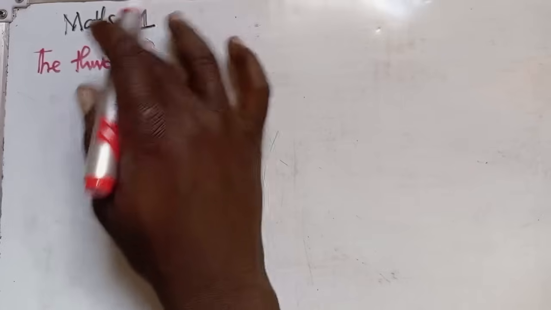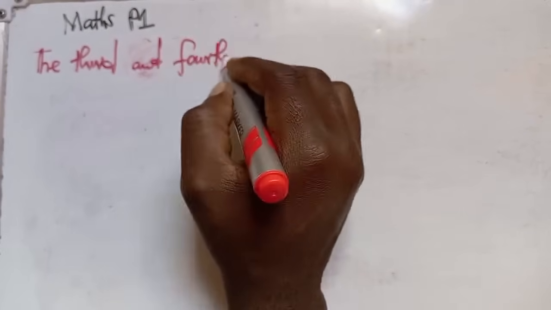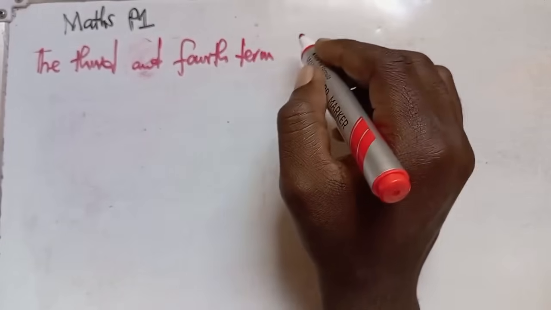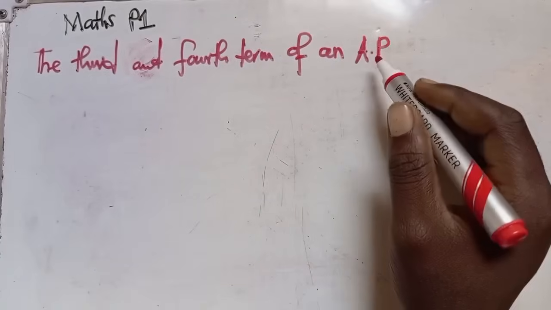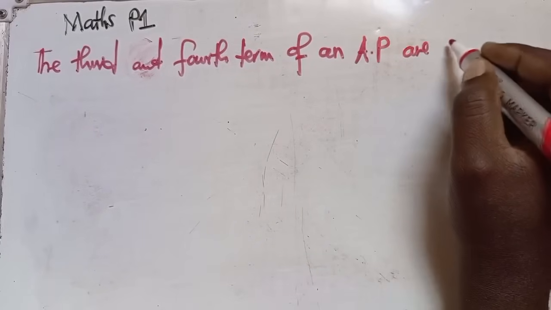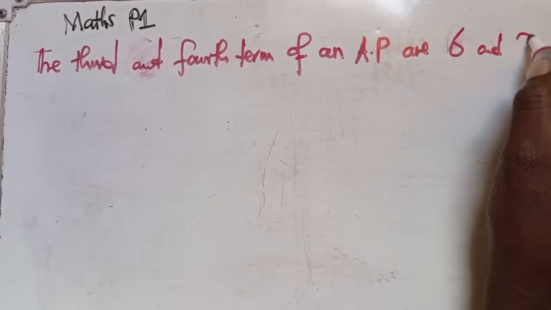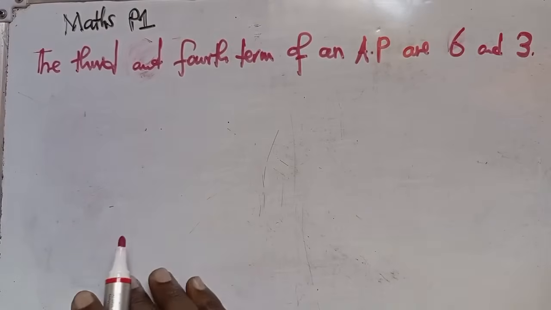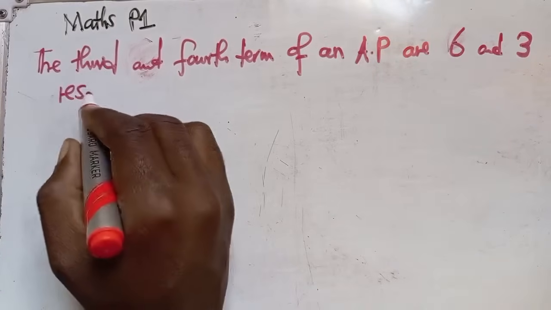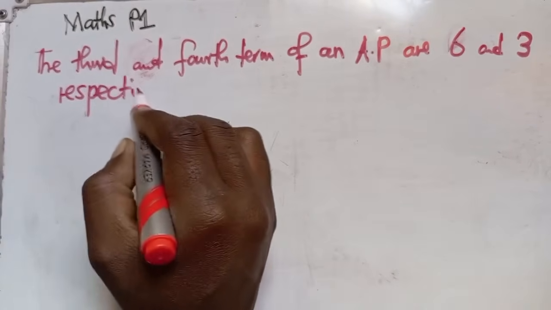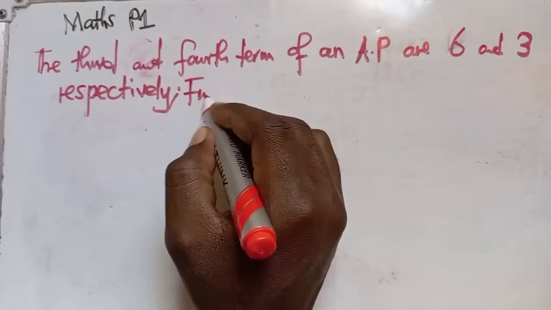The question is saying that the third and fourth term of an arithmetic progression, an AP, are 6 and 3 respectively. They've given you these two values, and they've used the word respectively, so they are 6 and 3 respectively.